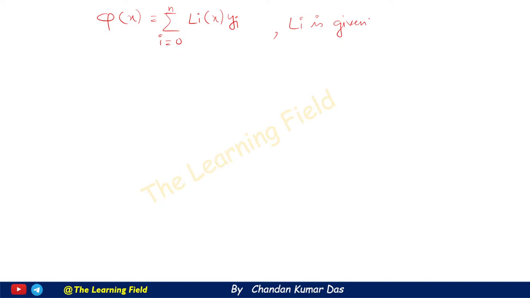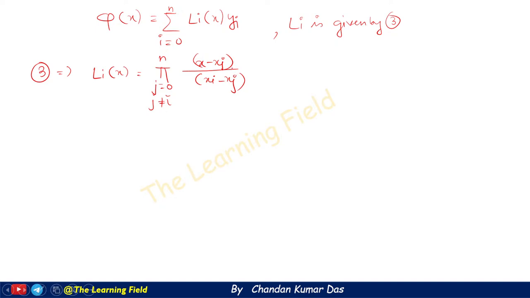The polynomial Li can also be written in product form. Equation 3 can be rewritten as Li(x) equal to the product over j equal to 0, j not equal to i, to n, of (x minus xj) divided by (xi minus xj). Okay, we can write it in product form as this one.